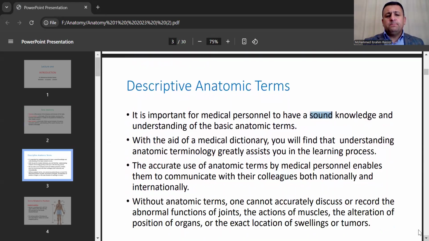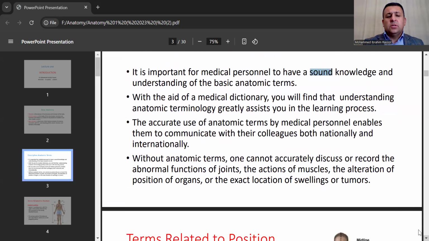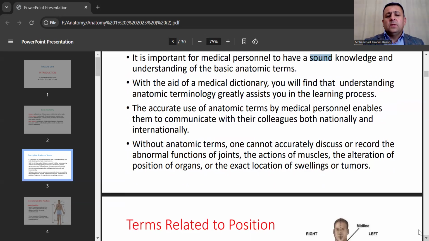Descriptive anatomical terms. It's important for medical persons to have a sound knowledge and understanding of the basic anatomical terms. With the aid of a medical dictionary, you will find that understanding anatomical terminology greatly assists you in the learning process. The accurate use of anatomical terms by medical persons enables them to communicate with their colleagues, both nationally and internationally. Without anatomical terms, one cannot accurately discuss or record the abnormal function of the joints, the action of the muscles, the alterations of the positions of the organs, or the exact location of tumors.